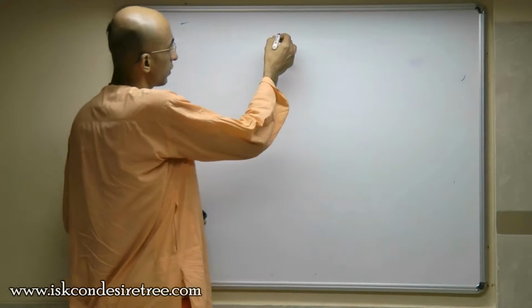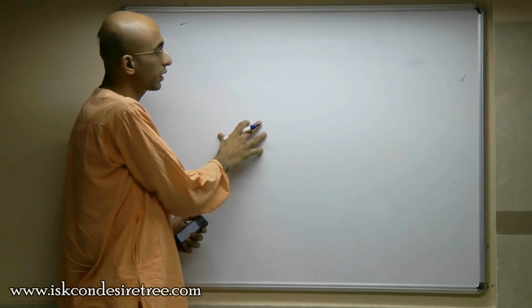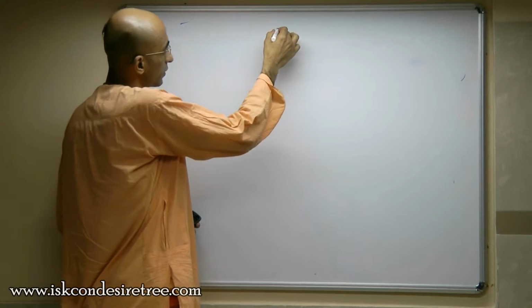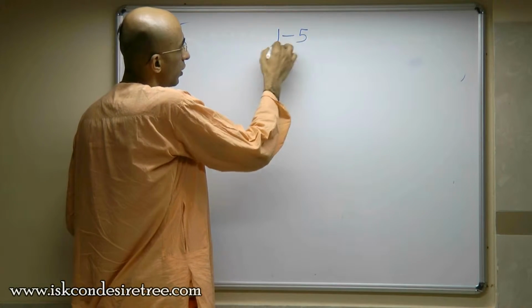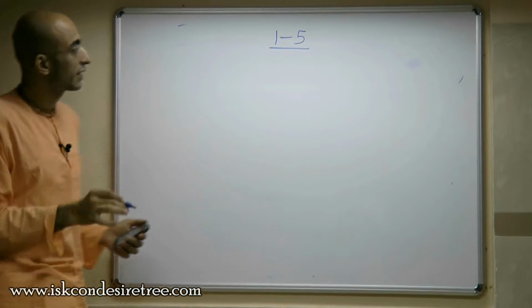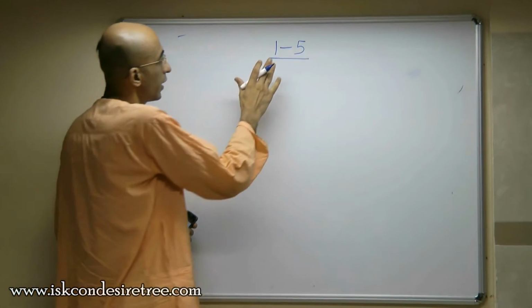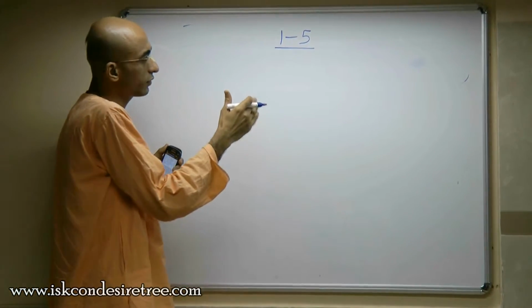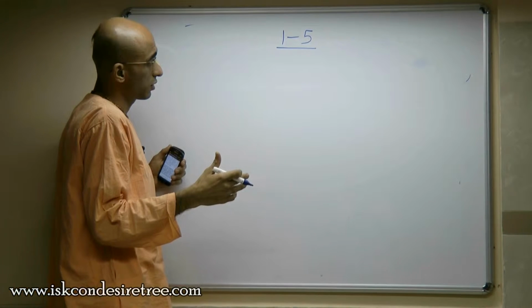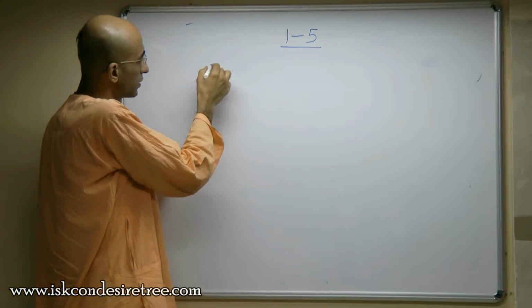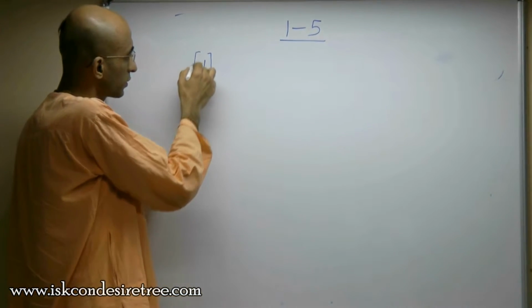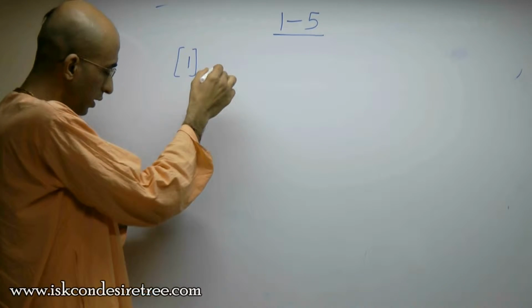So now, after dealing with the section-wise breakdown, we'll be dealing with Section 1. Section 1 is verses 1 to 5: the Lord's activities with respect to the creation of the material cosmos. Now, text 1 says the Lord first takes the form of Karanodakshayi Vishnu.